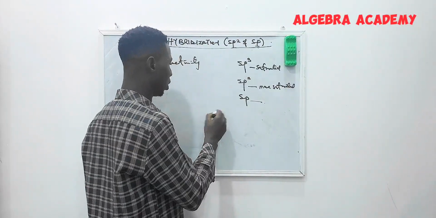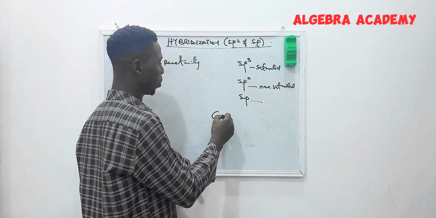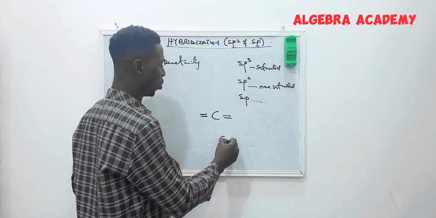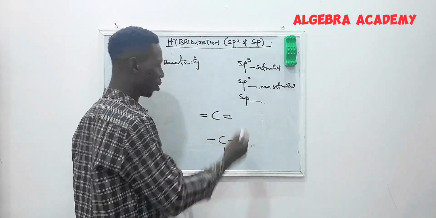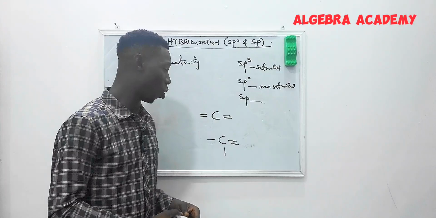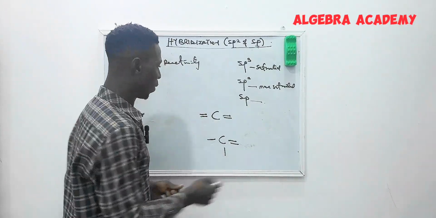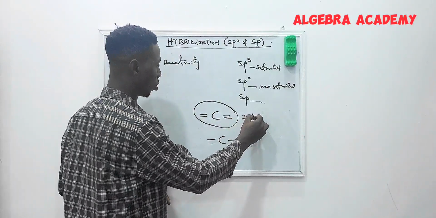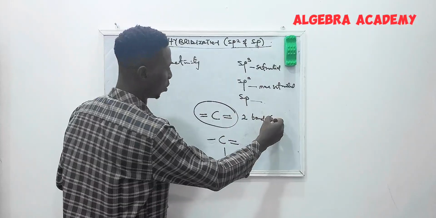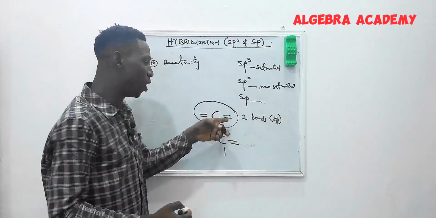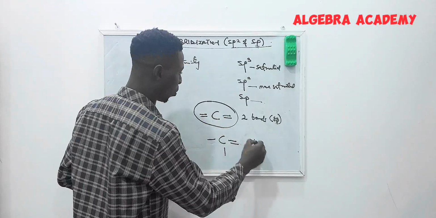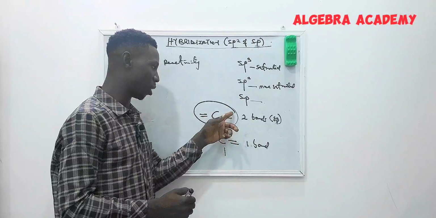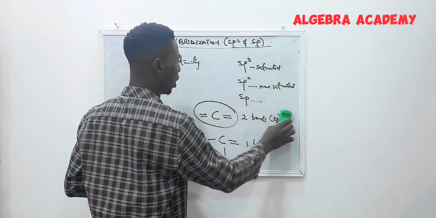Because if you look at sp, sp has 2 pi bonds, 2 sigma bonds. While for sp2, it has 1 pi bond, 3 sigma bonds. So if you count the number of bonds you want to break here, you are breaking two bonds for sp, because this is sp hybridized carbon, to reach saturation. While for this, you are only breaking one bond to reach saturation. So it means this is more saturated than this. sp2 is more saturated than sp.